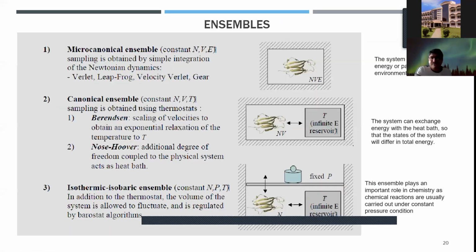Then we need to define the ensembles. There are different types of ensembles we can define, like NVE, which is used when we have Newtonian dynamics. There are the Verlet scheme, leapfrog, velocity Verlet, or Gear type integrators. These are called micro-canonical ensembles, or NVE.